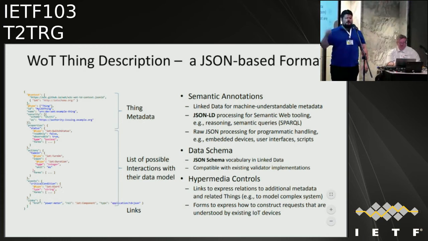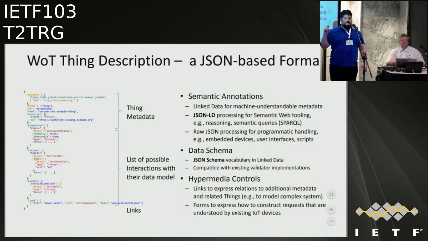However, we got a lot of feedback that there should also be an alternative path, so that you can take a thing description and do the JSON-LD processing, but you can also do just raw JSON processing. Because if you know the terms that you agreed on and what your device expects, then you can just process it the traditional way and have a compact parser, which then also, for instance, fits on embedded devices and so on.